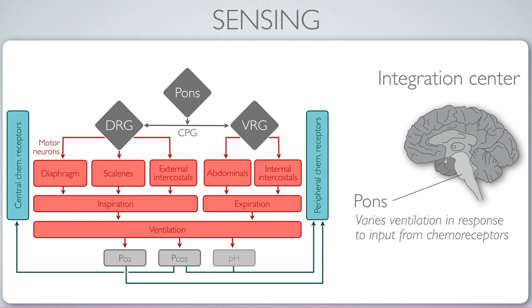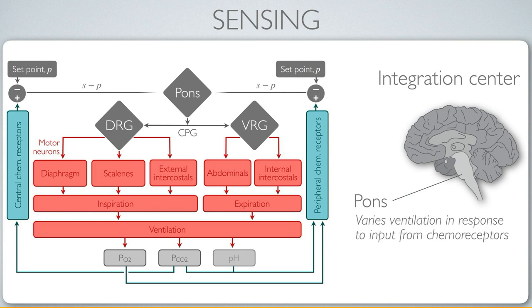So we're going to add our third. This is the final integration center, and it's receiving the peripheral and central chemoreceptor inputs. And it's comparing those against set points in its decision making about how to vary the CPGs. So it's that integration center that operates according to our algorithm, and for any integrating center, it's implied that it operates according to an algorithm. So we're going to focus on the pons here.